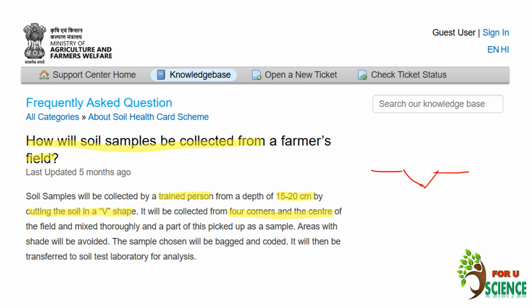If it is the field of a farmer, we have to collect from these four corners as well as from the center. Then after collecting, we will mix it and pick a sample. Areas with shade will be avoided, and the sample will be bagged and coded. Then it will be transferred to the soil test laboratory for analysis.